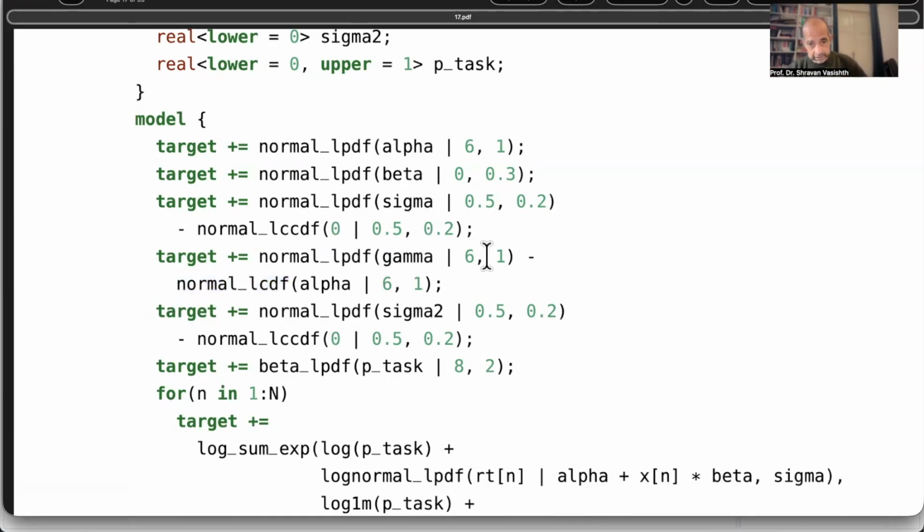So what we are doing is we're subtracting not the log of the complement of the CDF, because that's what you do when you truncate from below. We are truncating the normal prior on gamma from above. Therefore, we take the log of the cumulative distribution function, not the complement of the cumulative distribution function. Okay, so that's the only difference here.